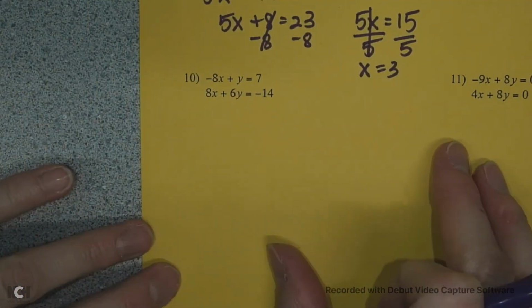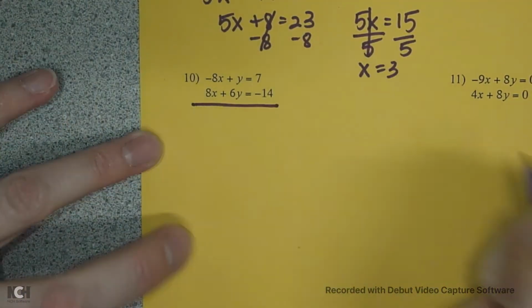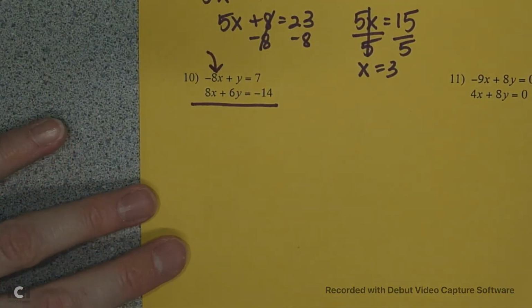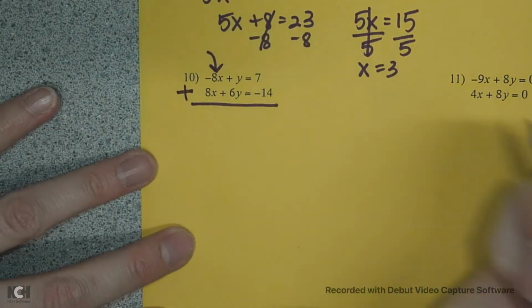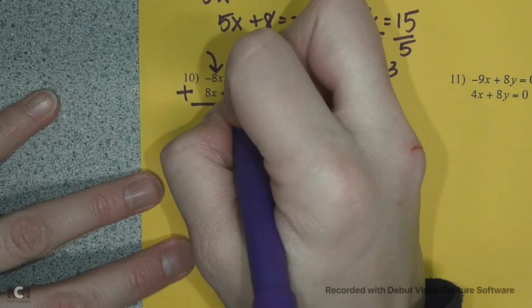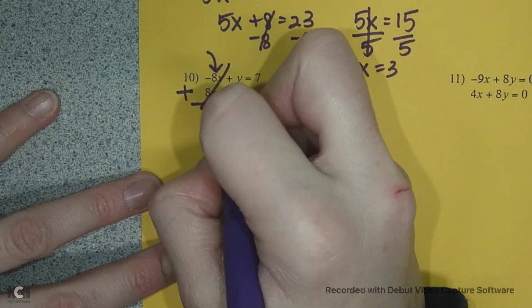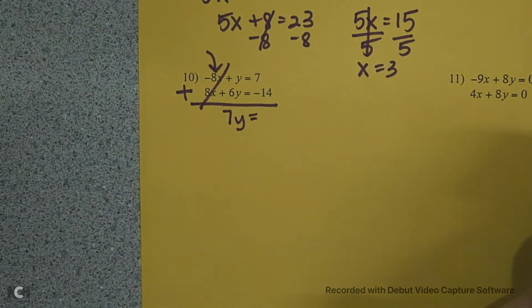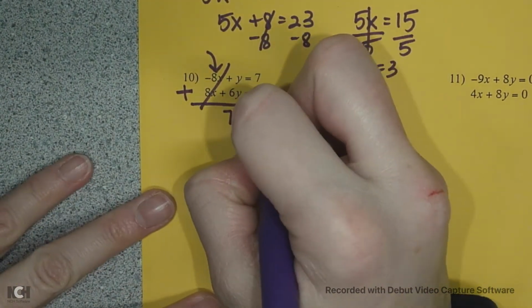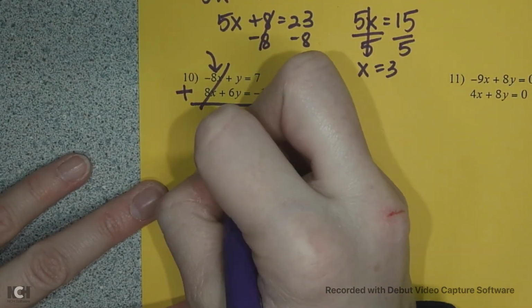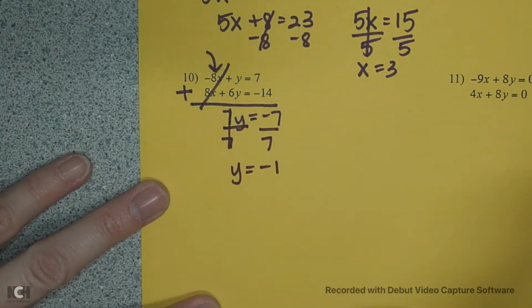Okay, number 10. Again, we're looking for the same number and the same letter. Well, these x's have the same number and the same letter. They have opposite signs, so we add. Remember, same sign, subtract. Negative 8 plus 8 is eliminated. 1 plus 6 is 7. 7 plus negative 14 is negative 7. Then we divide each side by 7 to get that variable by itself, and y equals negative 1.